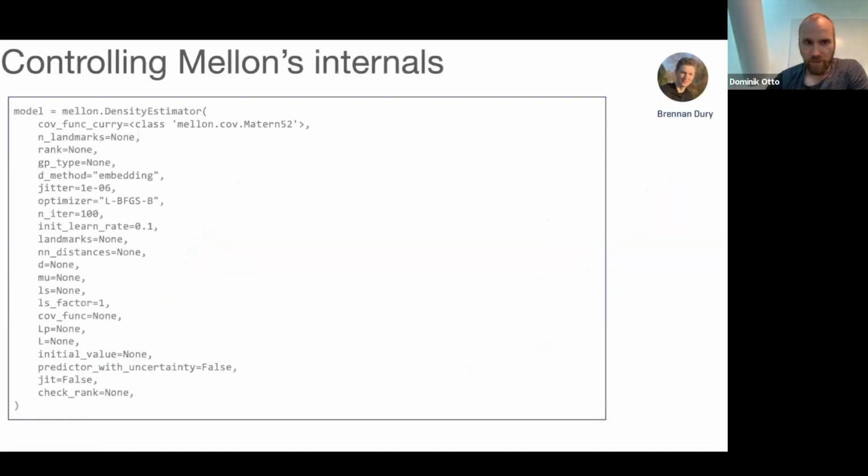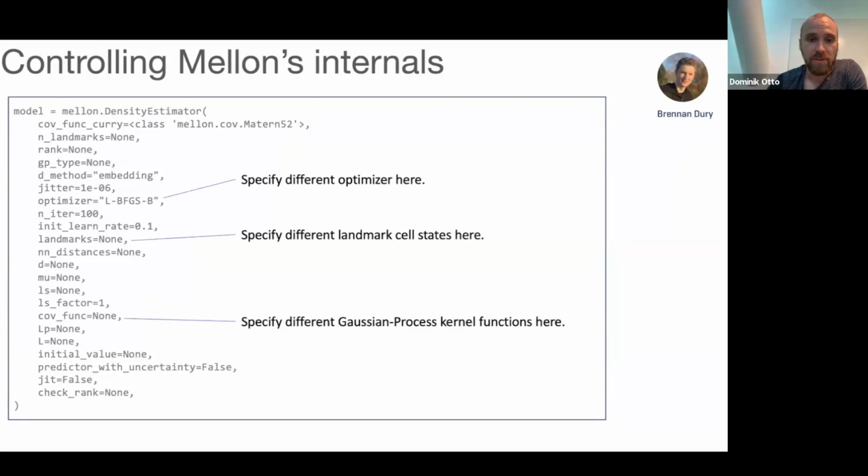So just a quick overview of how the internals of Mellon can be controlled. You don't have to set any of these parameters if you just want to run it out of the box, but we try to give access to any internals you could wish for. You can specify the optimizer here. This is where you would pass a different set of landmarks, for instance. And for the Gaussian process, for those familiar with it, you can change the kernel function to control the smoothness of the resulting density functions even more directly.